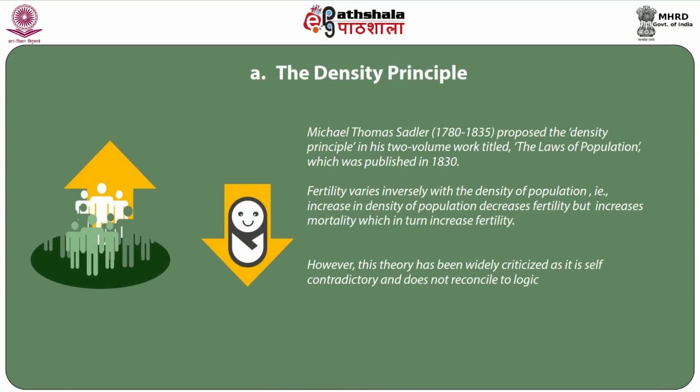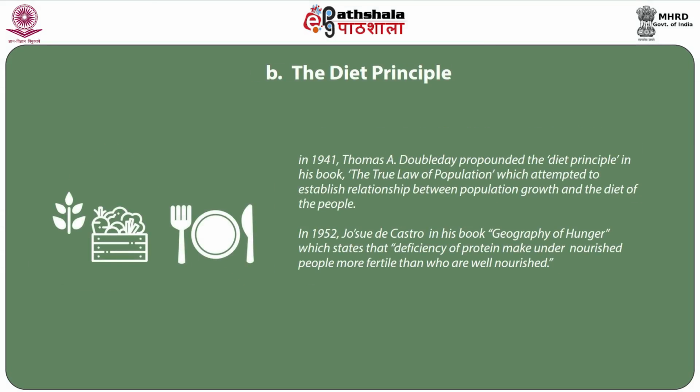The first one is the density principle. The density principle was propounded by Michael Thomas Sadler during 1730-1835. He put forward the principle that fertility varies inversely with the density of population. That is, increasing density decreases fertility, but increases mortality, which in turn increases fertility. However, this theory has been largely criticized because it has been felt that it doesn't reconcile to any kind of logic. The second principle is the diet principle.